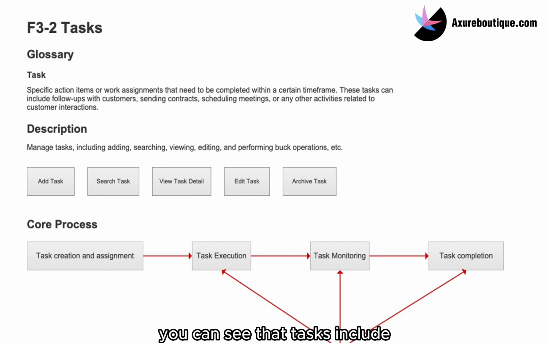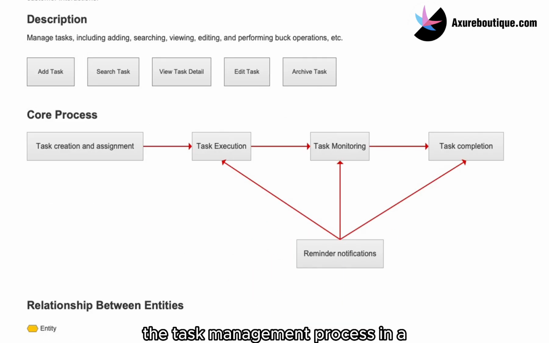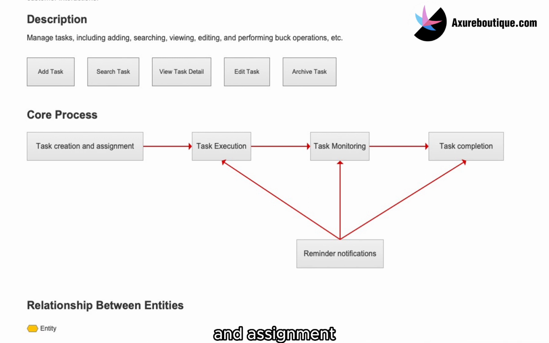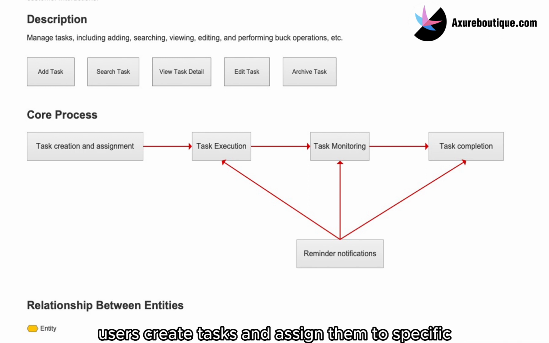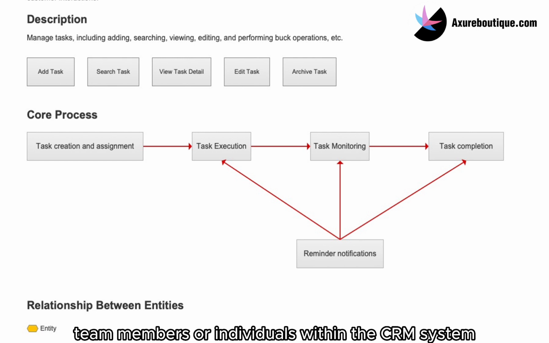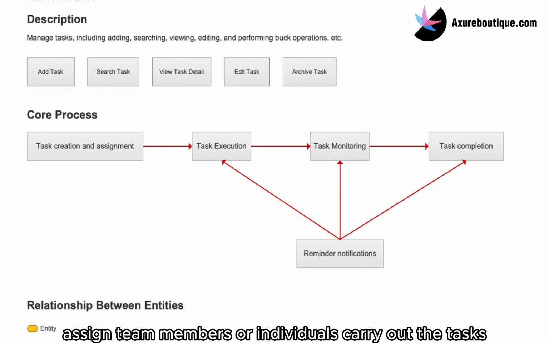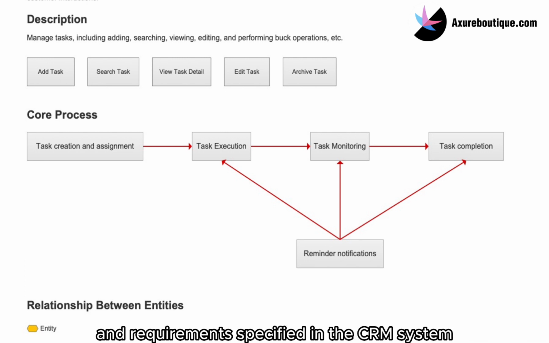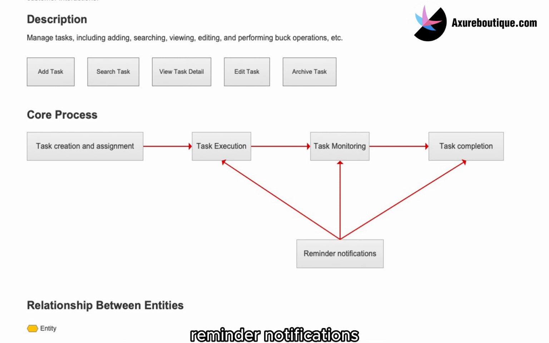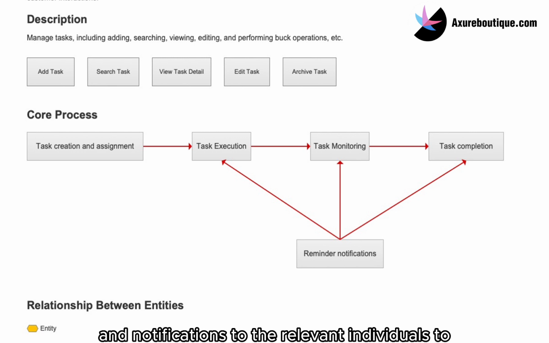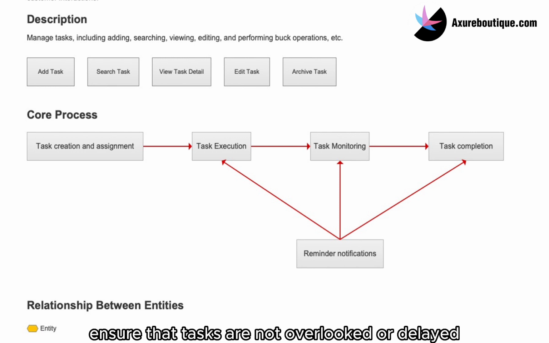You can see that tasks include the following main features: add task, search task, view task details, edit task, and archive task. The task management process in a CRM system typically involves the following steps: task creation and assignment. Users create tasks and assign them to specific team members or individuals within the CRM system. Task execution. Assigned team members or individuals carry out the tasks according to the details and requirements specified in the CRM system. Reminder notifications. The CRM system sends out automated reminders and notifications to the relevant individuals to ensure that tasks are not overlooked or delayed.